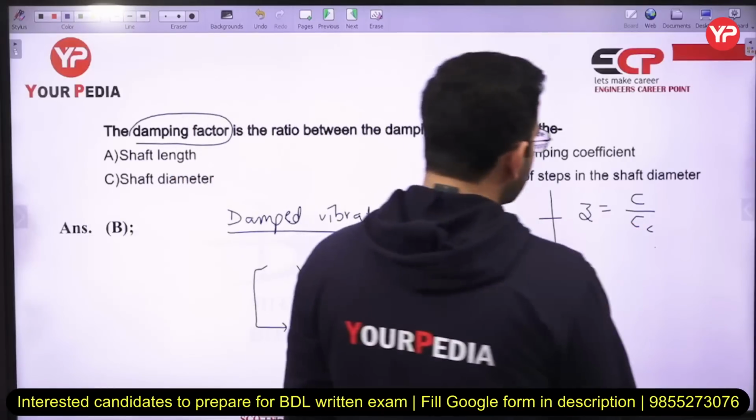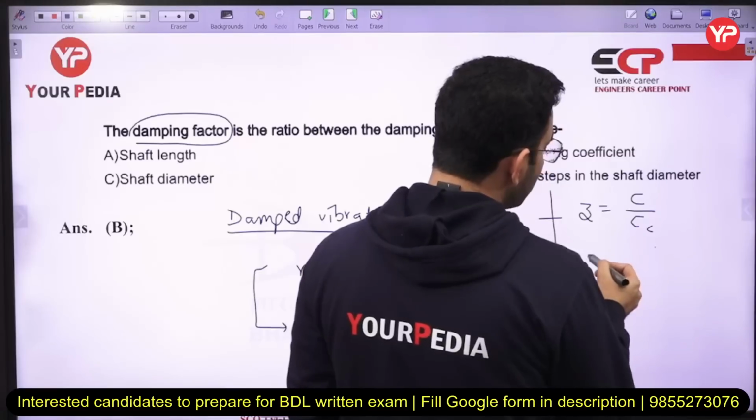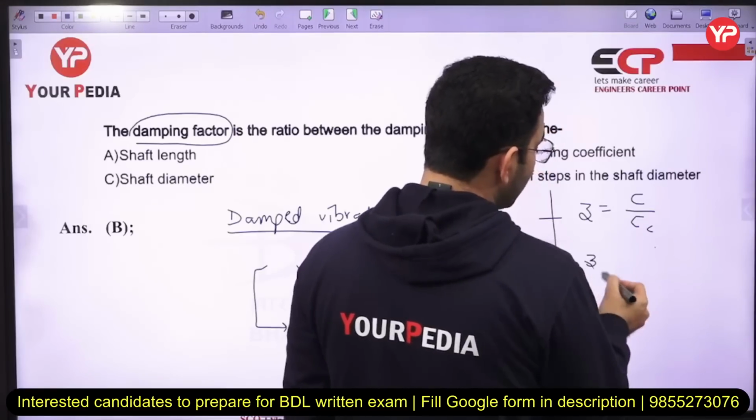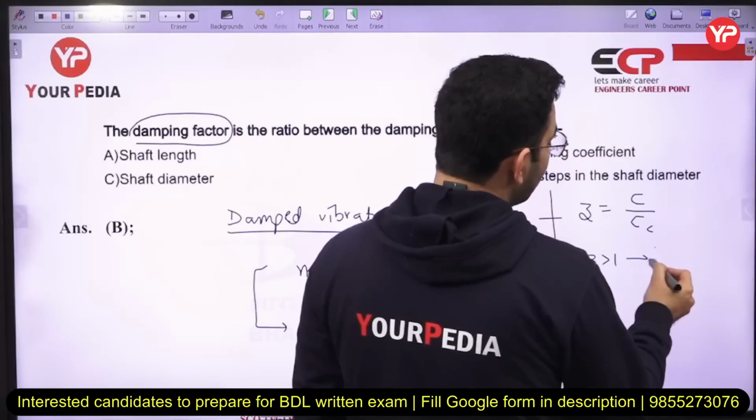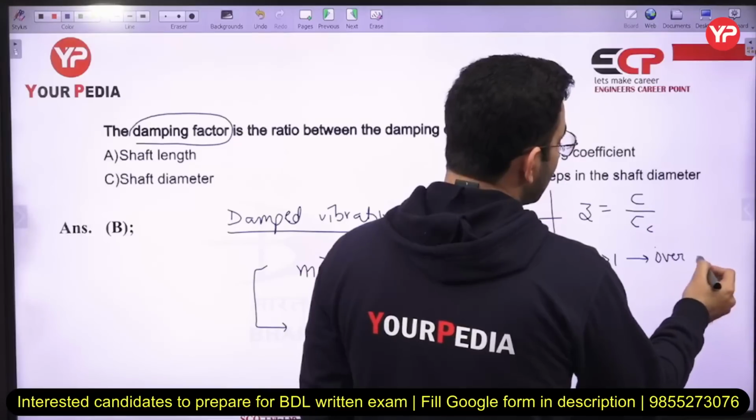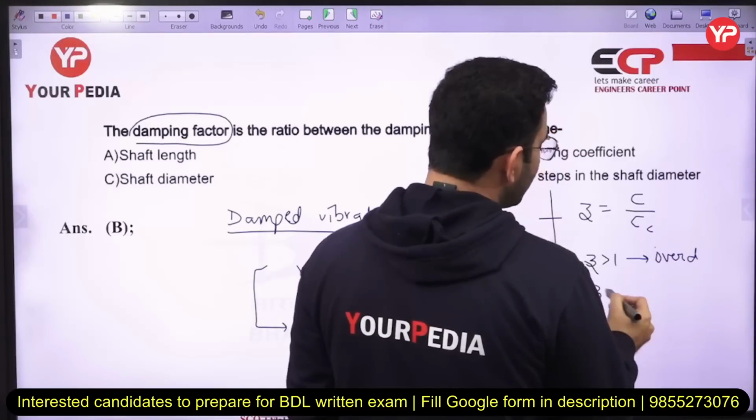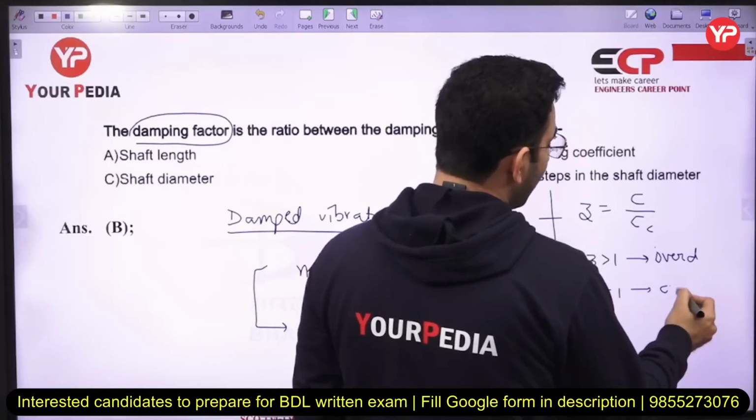And on the basis of the values of zeta, we define the different vibration systems. When the value of zeta is greater than 1, we say it is an overdamped system here, and when the value of zeta is equal to 1, it is known as the critically damped system here.